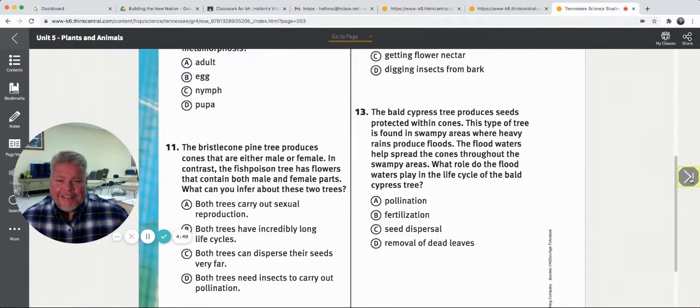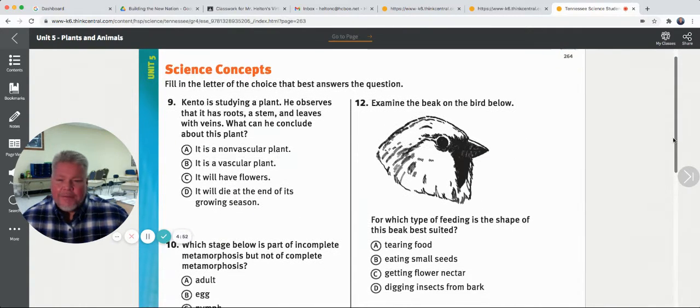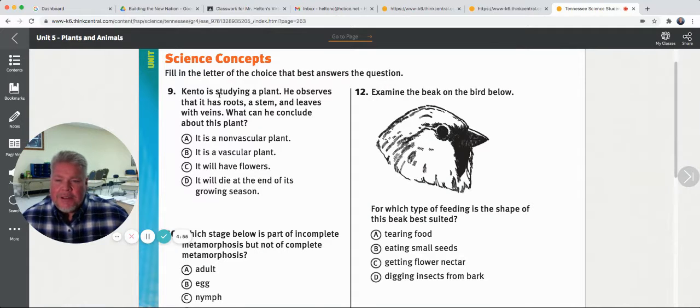All right, moving on. Number 9, Kento is studying a plant. He observes that it has roots, a stem, and leaves with veins. What can he conclude about this plant? Well, you know that if it has leaves, it's a vascular plant. So number 9 is B. It's a vascular plant. Plants with leaves are vascular. Not all plants with leaves have flowers. Not all plants with leaves die at the end of their growing season. Non-vascular plants don't have leaves. So this one is B.